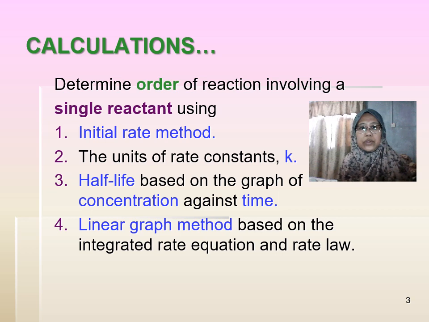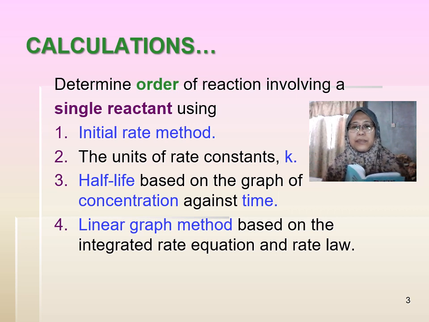The thing that we're going to do is determine the order of reaction. There are 4 methods or 4 ways to prove that a particular reaction is a 0, first, or second order. The first one would be using the initial rate method. The second one is looking at the unit of the rate constant. And then when we plot the graph of concentration versus time, we are going to get the half-life from that particular graph.